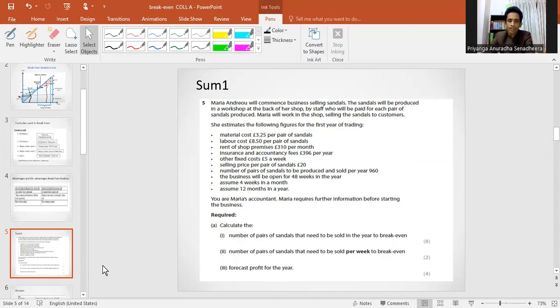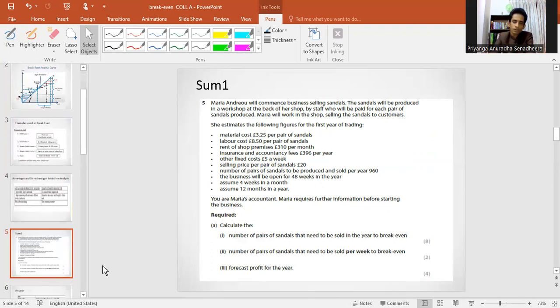Maria Andrew will commence business selling sandals. The sandals will be produced in a workshop at the back of her shop by staff who will be paid for each pair of sandals produced. Maria will work in the shop selling the sandals to customers. She estimates the following figures for the first day of trading.